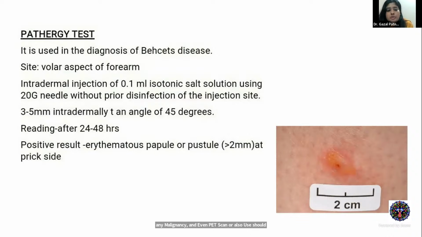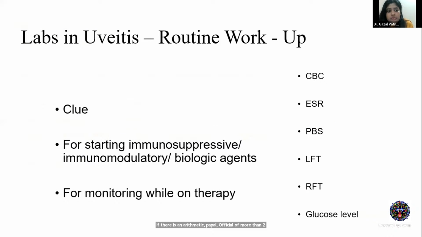From the exam point of view, we'll discuss a little bit of the pathergy test. It is used in the diagnosis of Behçet's disease. Again, on the volar aspect, an intradermal injection of 0.1 ml isotonic salt solution is given with a 20 G needle, at an angle of 45 degrees, and the results are read after 24 to 48 hours. If there is an erythematous papule or pustule of more than 2 mm size, then the test is taken as positive.